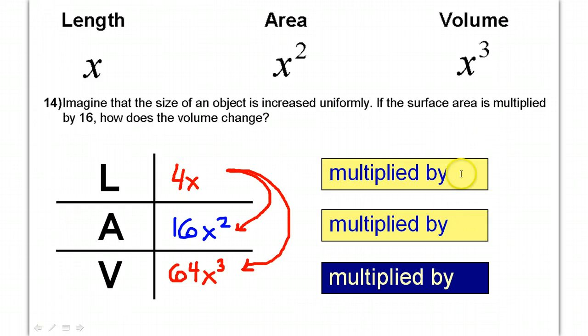Okay? So, even though they didn't ask me for this, what was the length multiplied by? 4. The length was multiplied by 4. The area was multiplied by 16. That's the one that we were given. But here's the one that's the actual answer to the question. What was the volume multiplied by? The volume was multiplied by... Whoa. What happened? It didn't fit. Yeah. The volume was multiplied by 64. Okay?